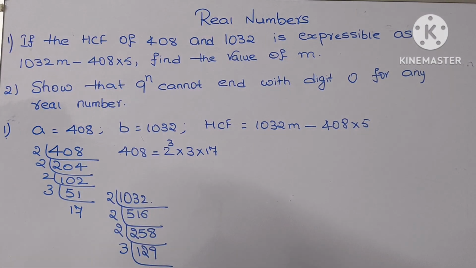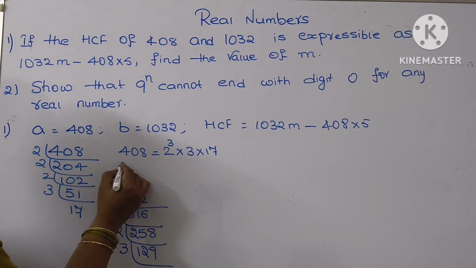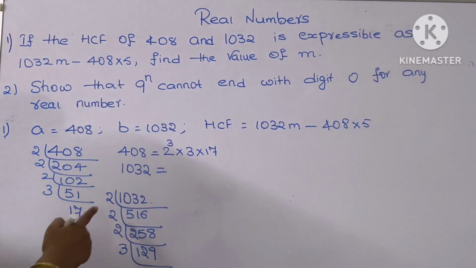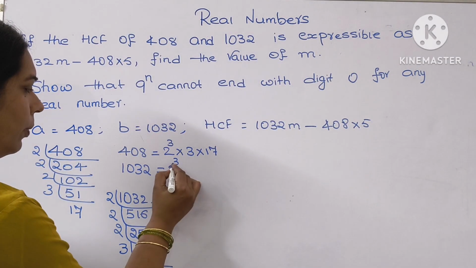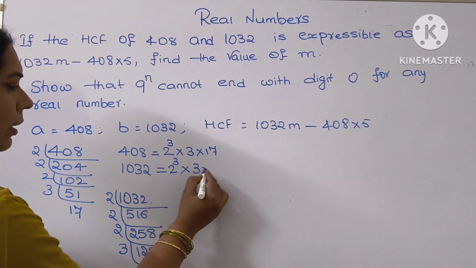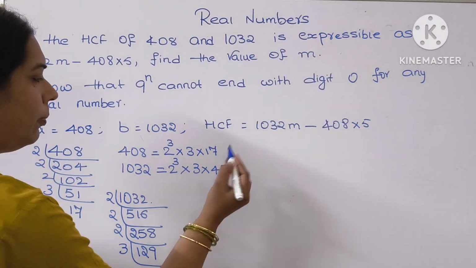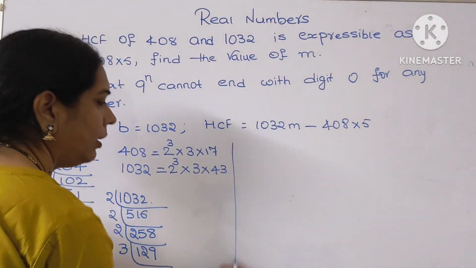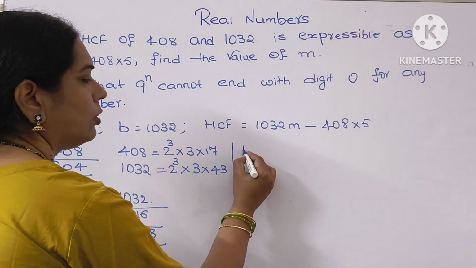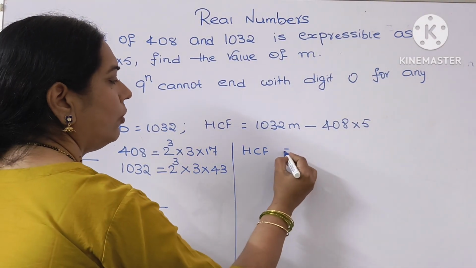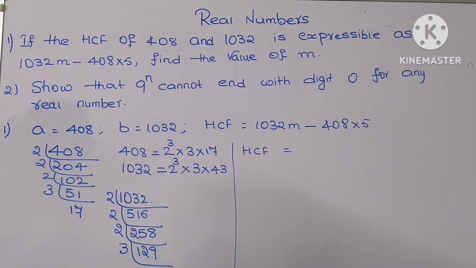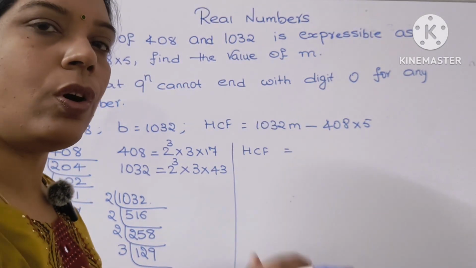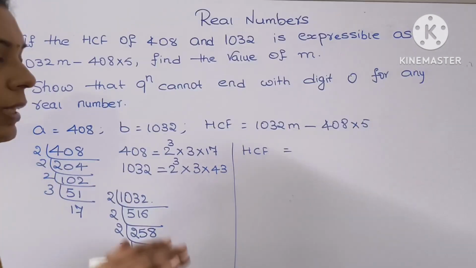Now, as we all know, 43 is a prime number. So, what are the factors of 1032? 2 cube and a 3 and a 43. Now, he is saying from the HCF, we have to find the value of m. So, let us first find the value of HCF of the given two numbers using the concept. What is HCF? HCF is the product of all the common factors with the least powers.